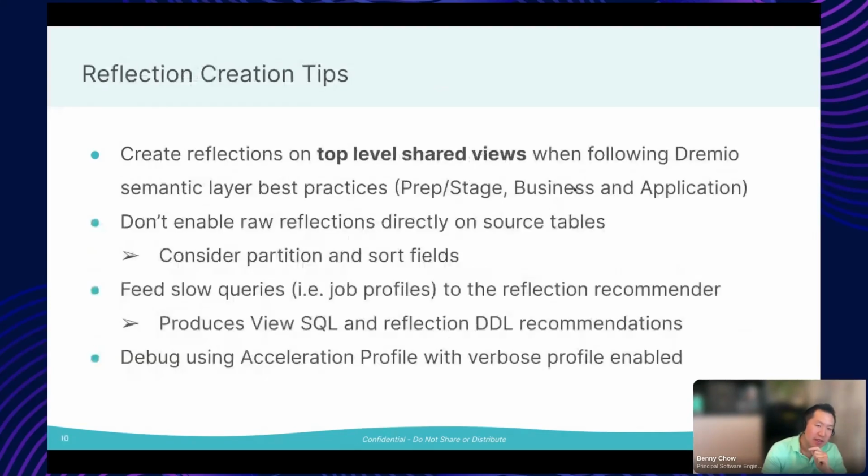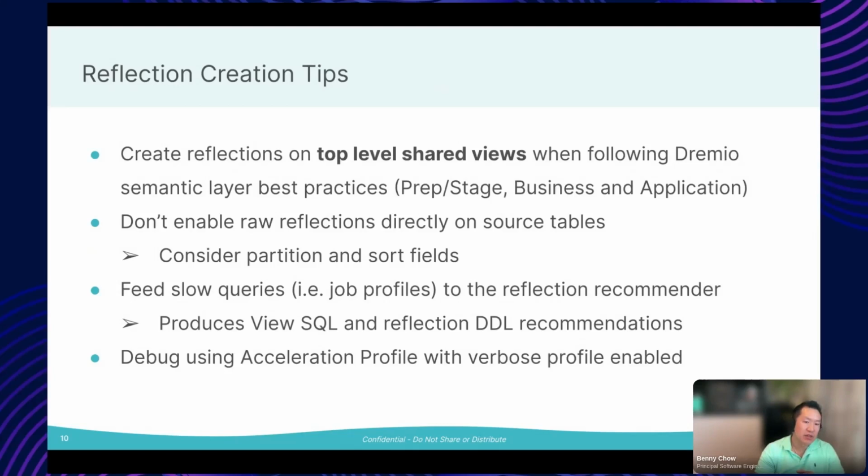Okay, so that's what I have to talk about for reflection management. I just want to end with some tips on how to create reflections. If you're following Dremio's semantic layer best practices, then you'll typically have layered views, so you might have staging, business, and application. Generally, you want to create reflections on the top level shared views, because these are the views that are accessed by, for example, the end users, the applications, and the dashboards. But more importantly, these are the views that contain hundreds of joins and hundreds of scans, so you want to pre-compute all that.